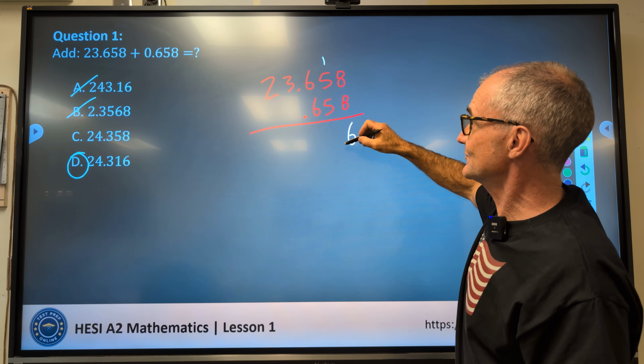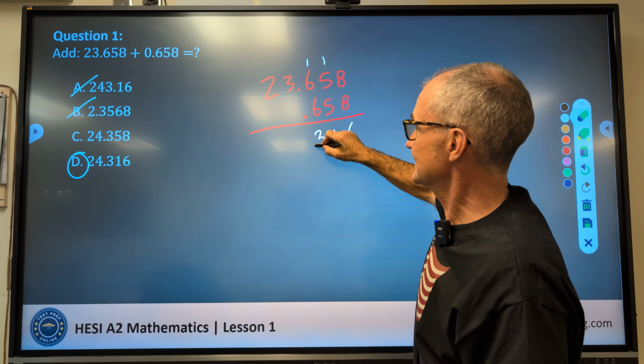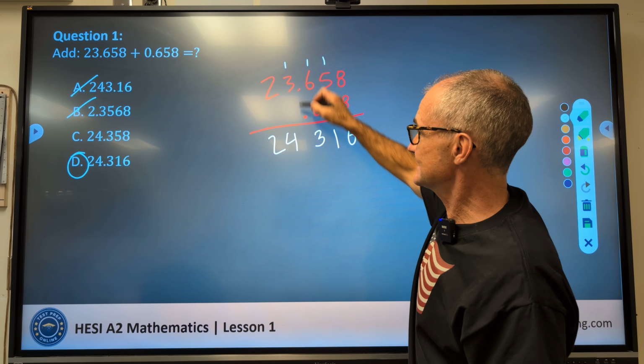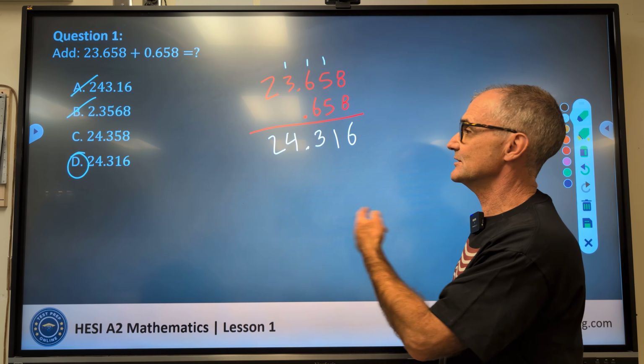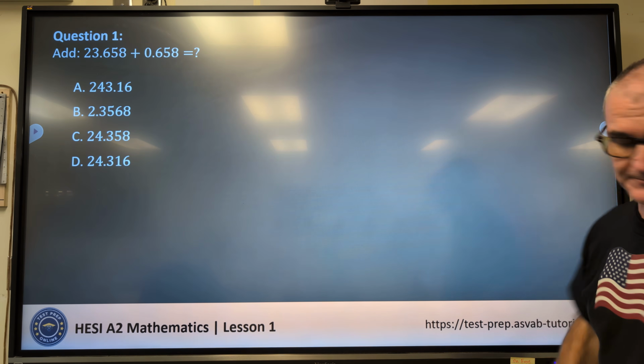5 and 5 and 1 is 11. Carry the 1. 6, 12, 13. Carry the 1. 3 and 1 is 4. 2. And then that decimal comes straight down. They get 24.316. All right, next problem.